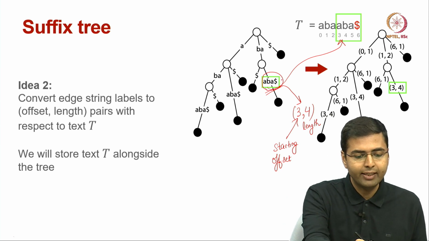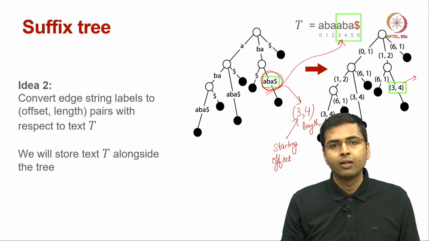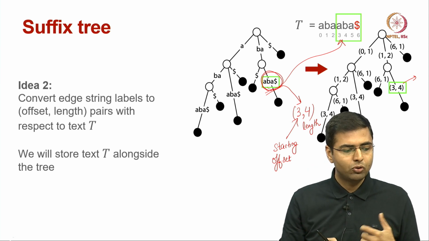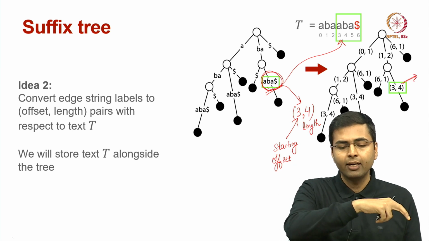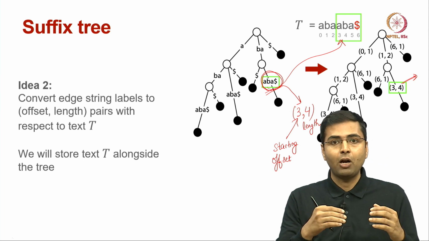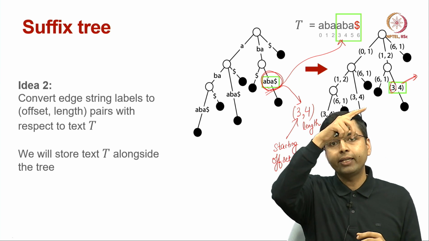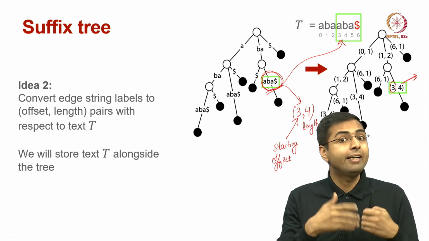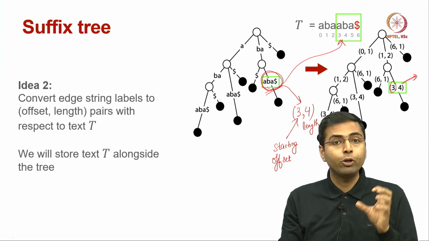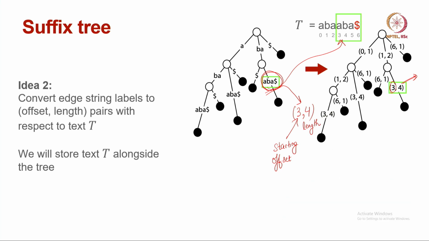So, instead of storing this entire string I am going to store only two numbers 3 and 4, right. And now if I want to go back from this 3, 4 and recover the original string, I will make sure that I am storing the text alongside my tree, so that I can use this pointer 3, go back to the text and recover the original string back. So, when I am doing pattern matching I may need those edge labels, right. So, at that point I am going to use the text and access those strings whenever I need. So, it turns out okay.